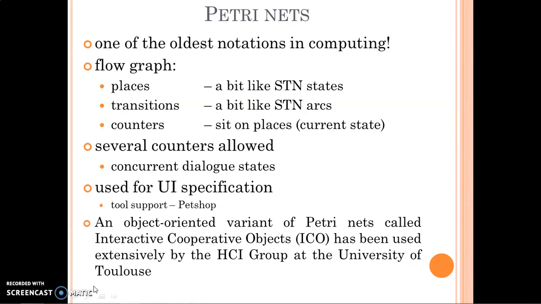In an STN, the system is always at exactly one state. Indeed, you can simulate the behavior of the system by moving a counter around the STN following arcs. A Petri net is similar except that the system has several states at once. These are depicted by several black counters, as we will see in the next example. An object-oriented variant called interactive cooperative objects, or ICO, has been used extensively by the HCI group at the University of Toulouse.